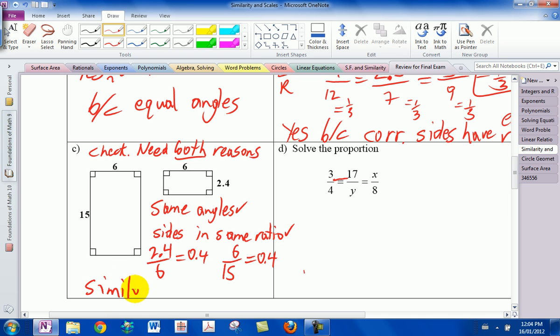You've got to have both reasons. Otherwise, you won't be able to say that they're similar figures.